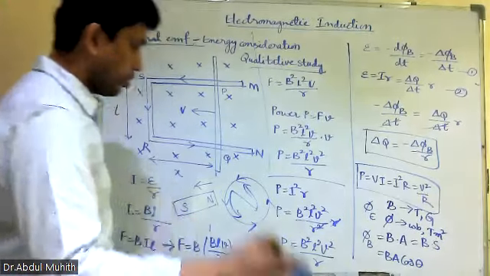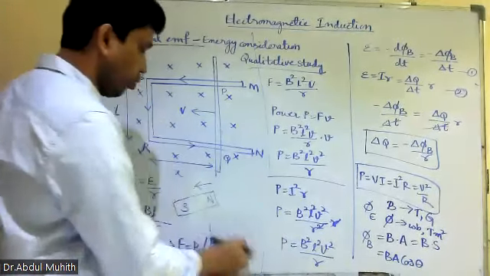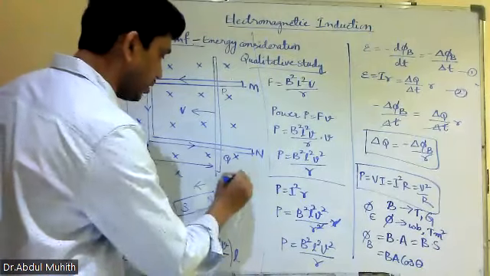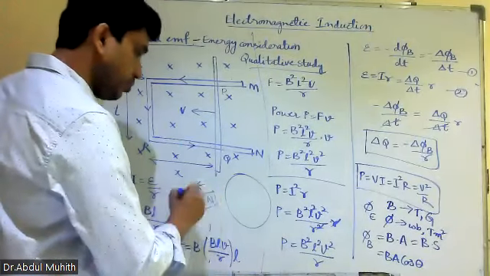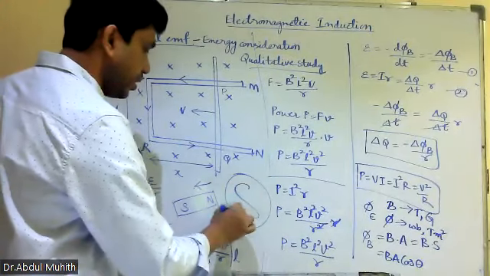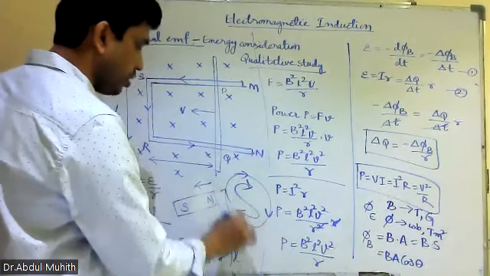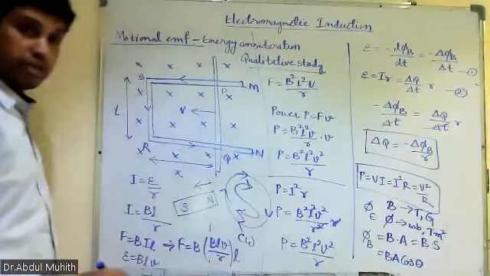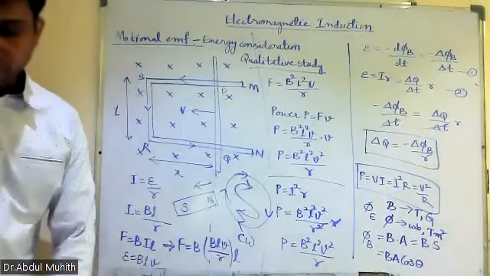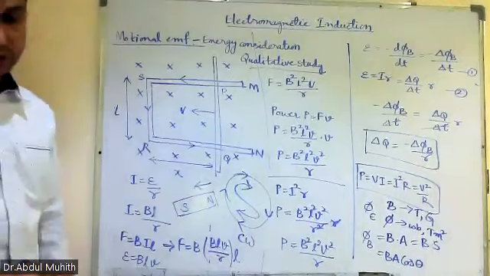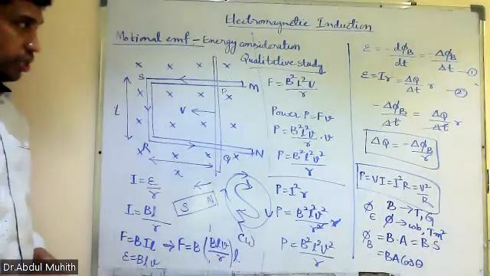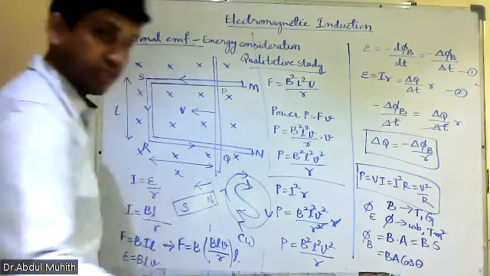Therefore, whatever he told: when the north pole of the bar magnet is moving away from the coil, a south pole is formed and induced current flows in the clockwise direction. Is that clear? This is the second one. Third one is motional EMF. I am going to explain this one. Is it clear with all of you?